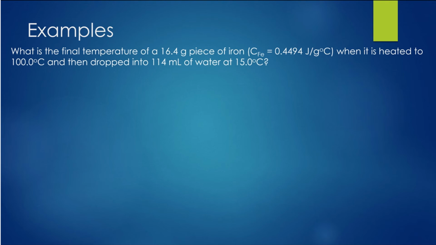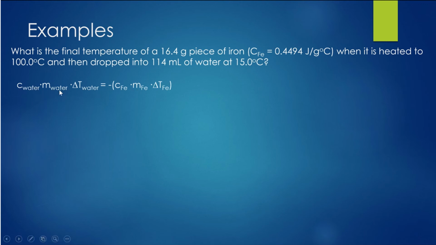One more example. Here's a calorimetry example. What is the final temperature of a 16.4 gram piece of iron when it is heated to 100 degrees Celsius and then dropped into 114 milliliters of water at 15 degrees Celsius? We've got quite a bit going on here. Again, I highly recommend that you list out the variables you have, otherwise it can get quite confusing.